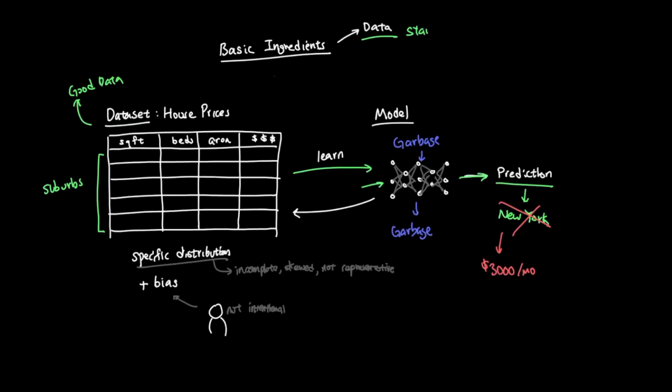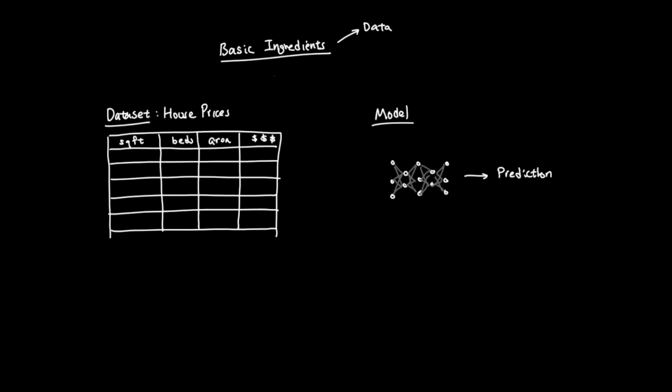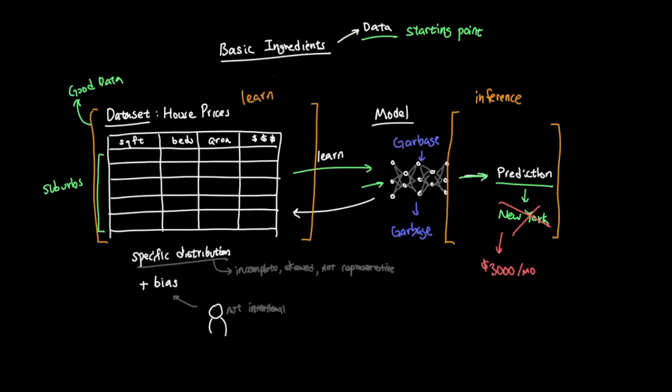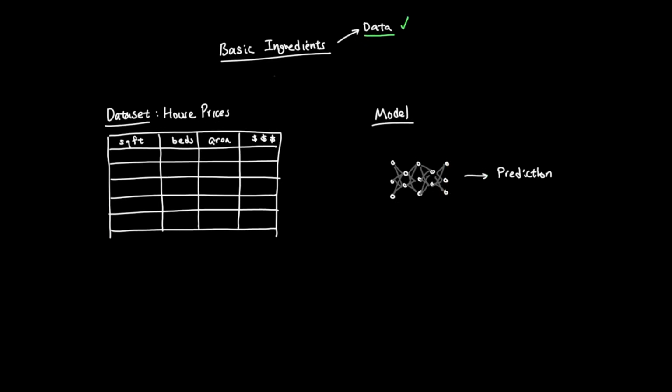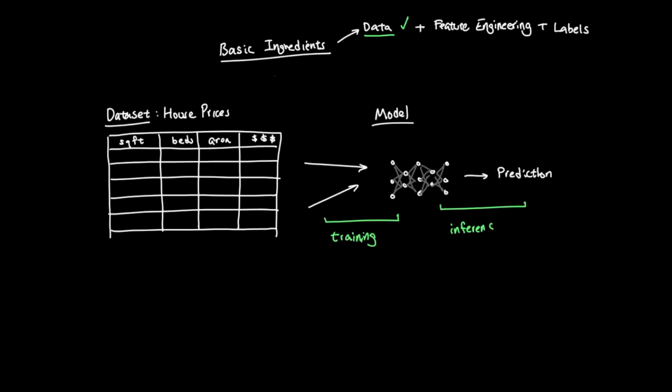Having the data is only the starting point. The model still has to learn from it first, and then later use what it learned on new examples. These are two very different phases, training and inference. Once we have collected the data, done some feature engineering, and identified the labels, the next thing to understand is that machine learning usually happens in two separate phases, training and inference. Training is the learning phase.